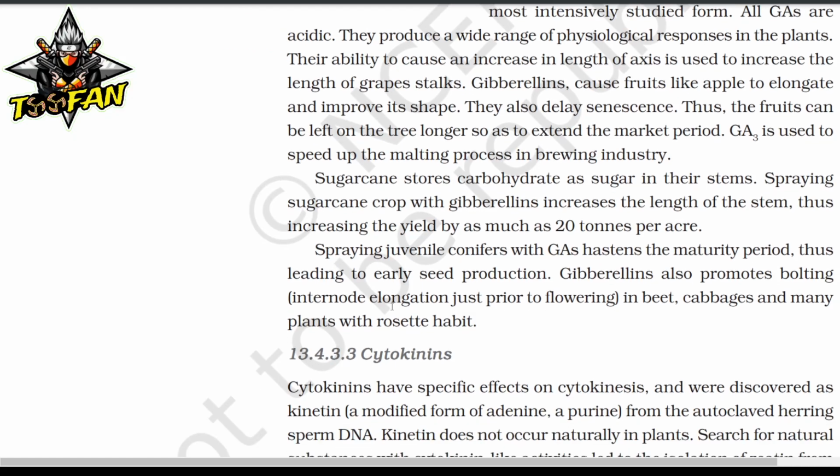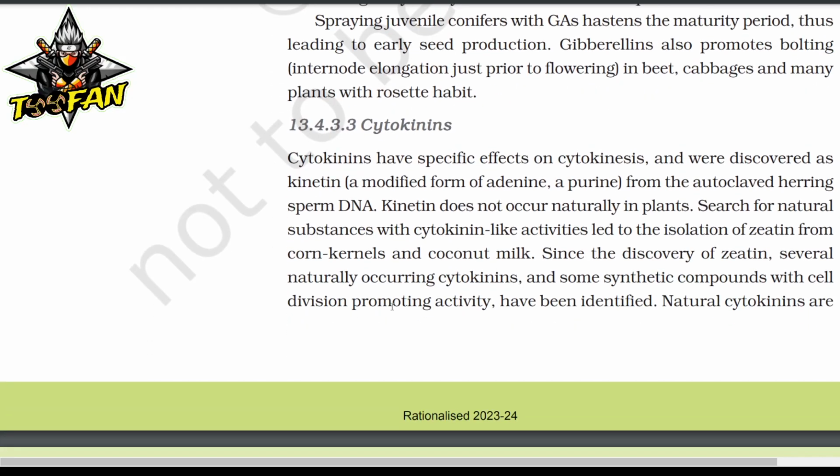Spraying juvenile conifers with gibberellic acid hastens the maturity period, thus leading to early seed production. Gibberellins also promote bolting, internode elongation just prior to flowering in beet, cabbage, and many plants with rosette habit.